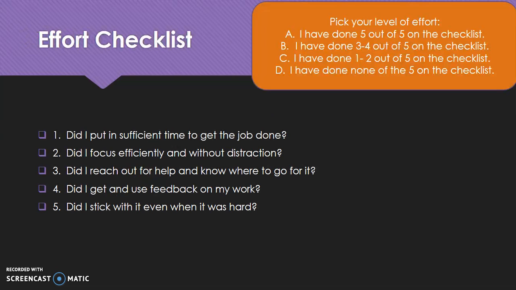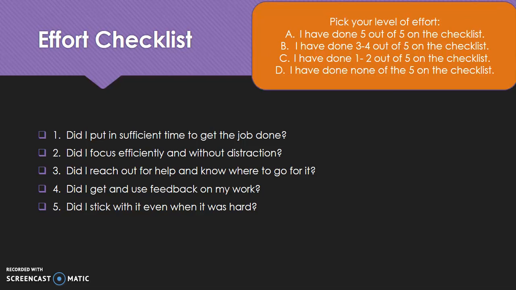Okay, well, let's rate our effort of work for this class. What was your level of effort? So here are several questions on the board. 1, did you put in sufficient time to get the job done? 2, did you focus sufficiently and without distractions? 3, did you reach out for help and know where to go for it? 4, did you get and use the feedback on your work?